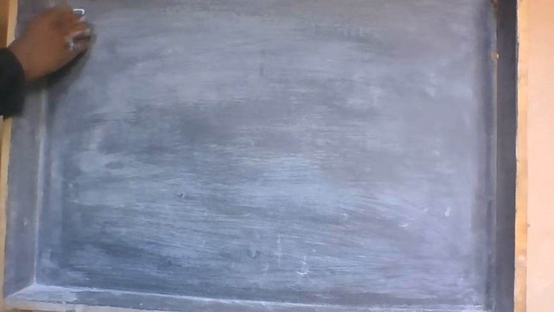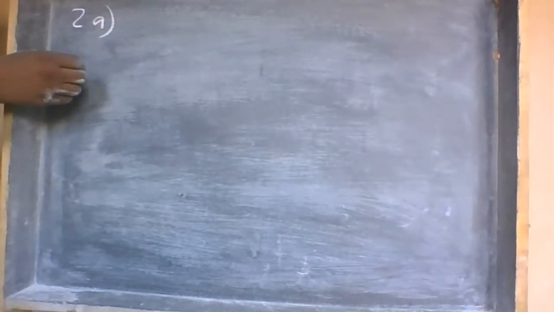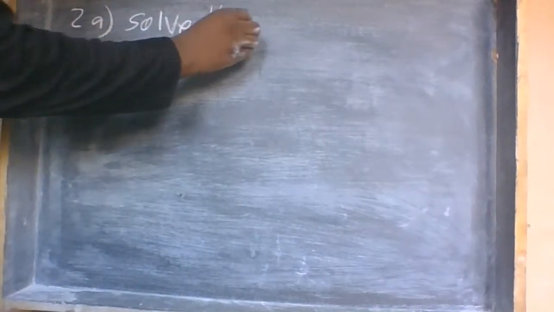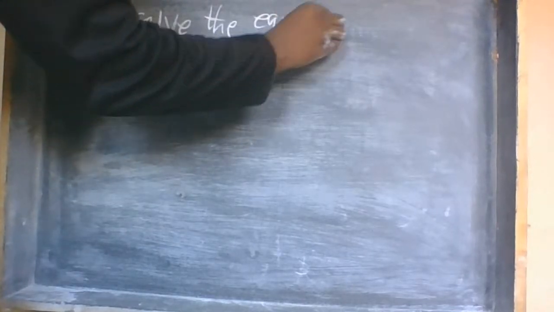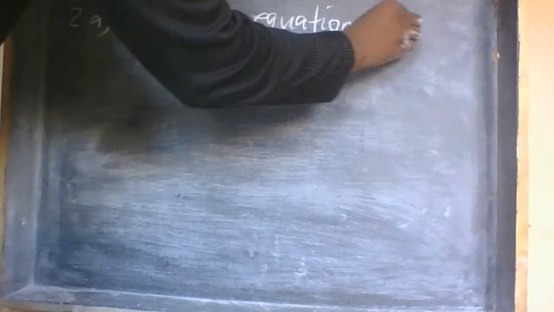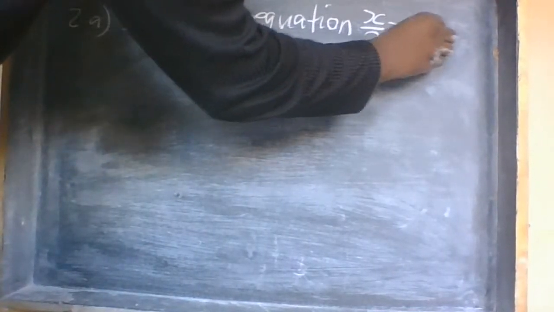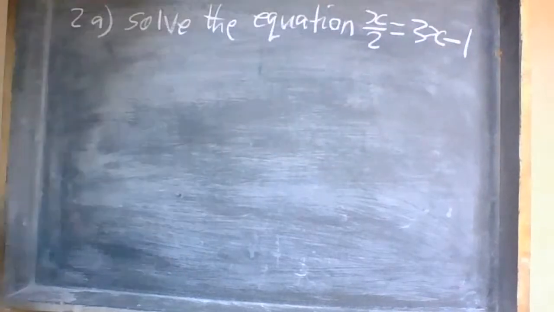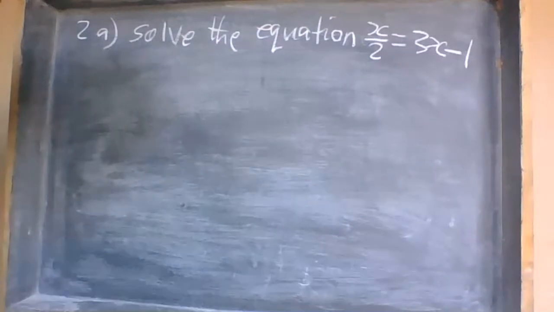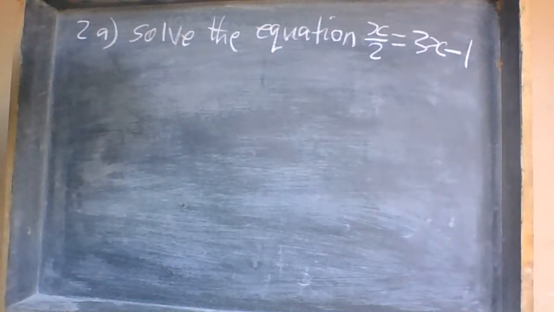We dive into the second question, which is 2a. Solve the equation x over 2 equals 3x minus 1. Solve the equation x over 2 equals 3x minus 1.